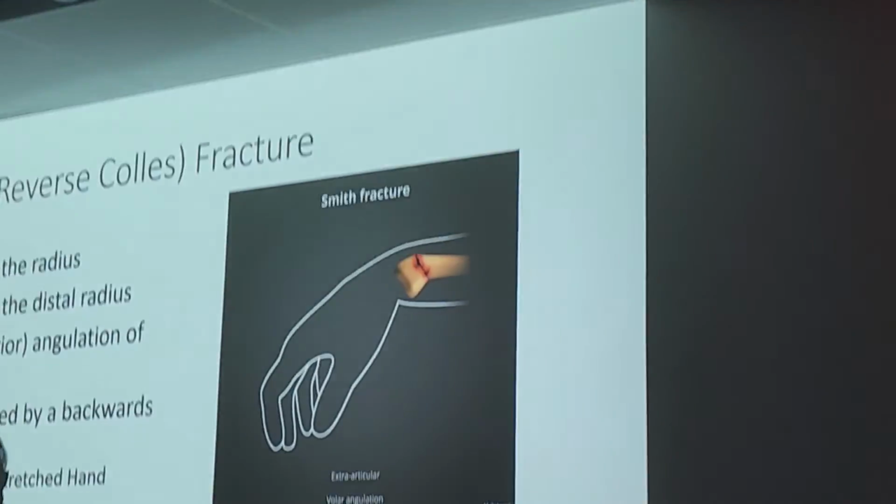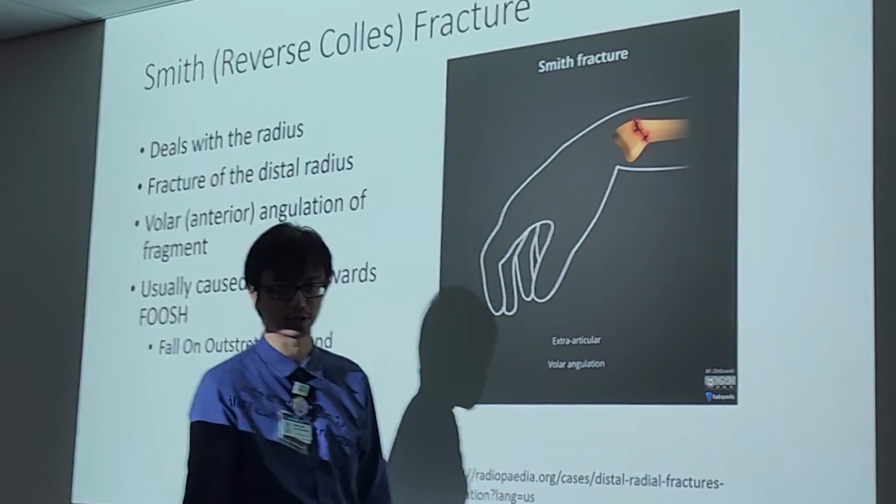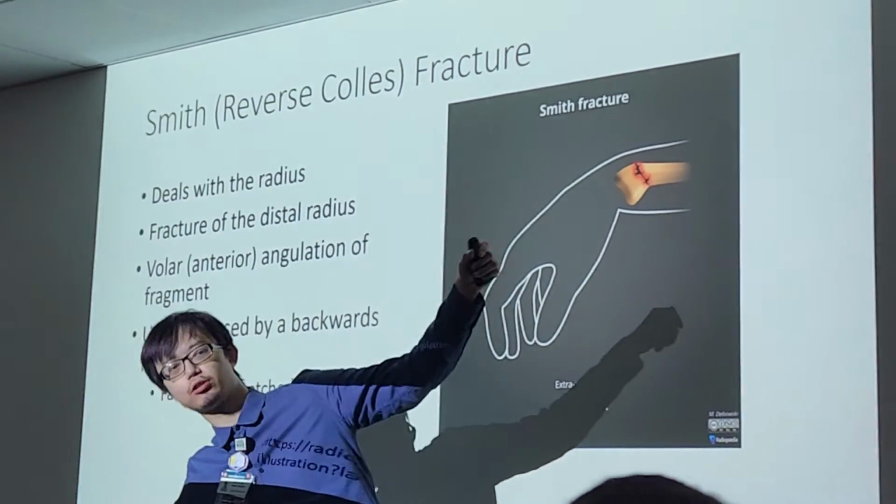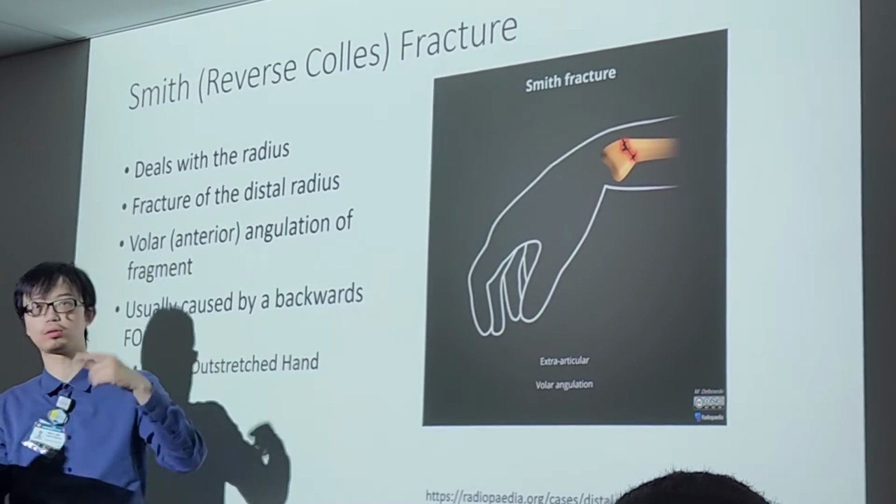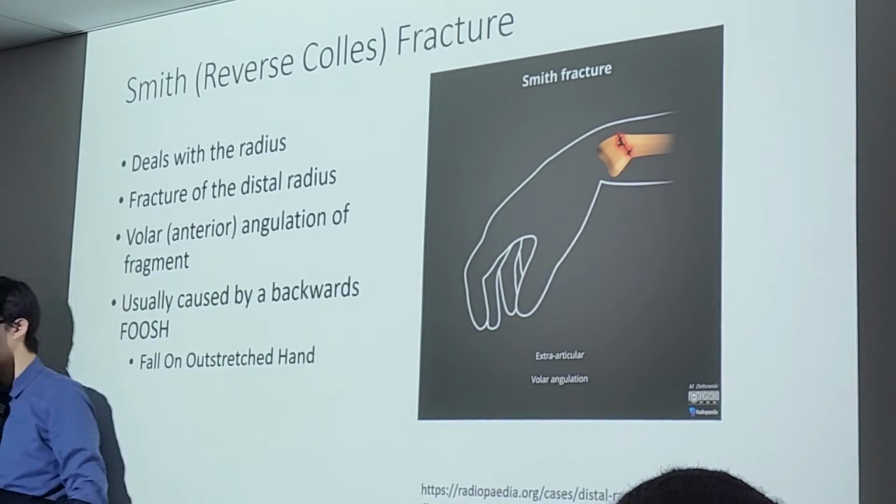the anterior part of the hand. Okay. So this is usually caused by some sort of backwards push, right? Fall backwards, try and catch yourself, and now this time the bone gets pushed anterior.